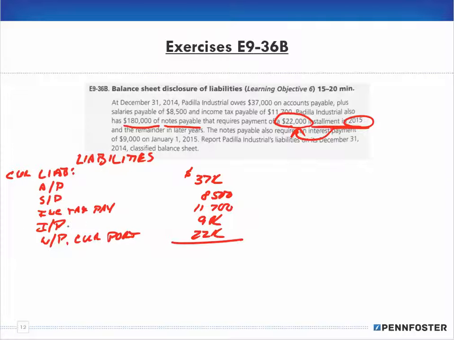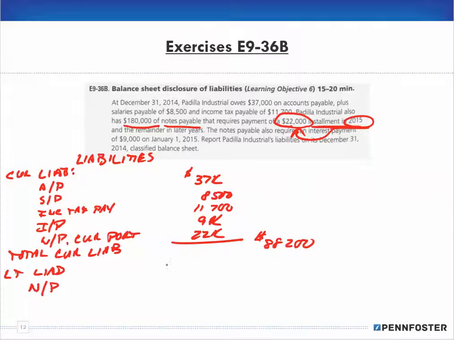Okay, and this is going to give us a total current liability of $88,200. And notice that I'm using multi-step here. Like I said, the solution is not wrong to have a single step. And using the single step kind of works if you're only looking at a portion of a balance sheet. But if you're looking at a full financial statement, you're better off using the multi-step format.